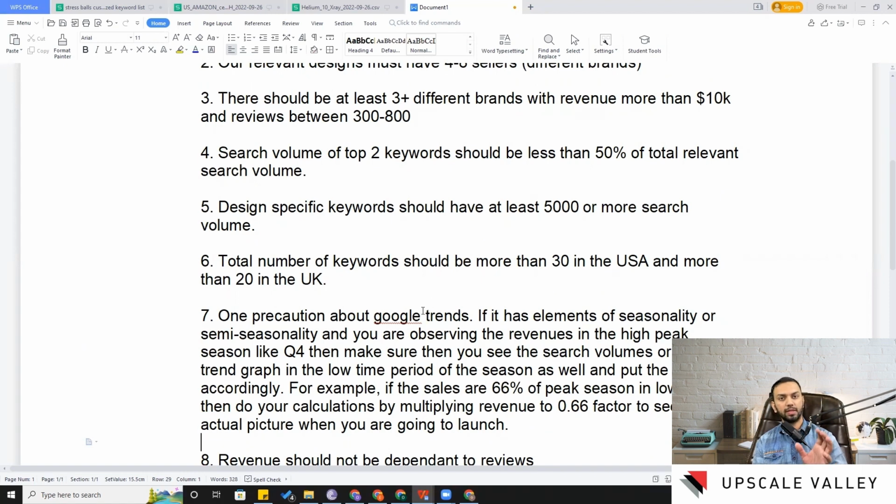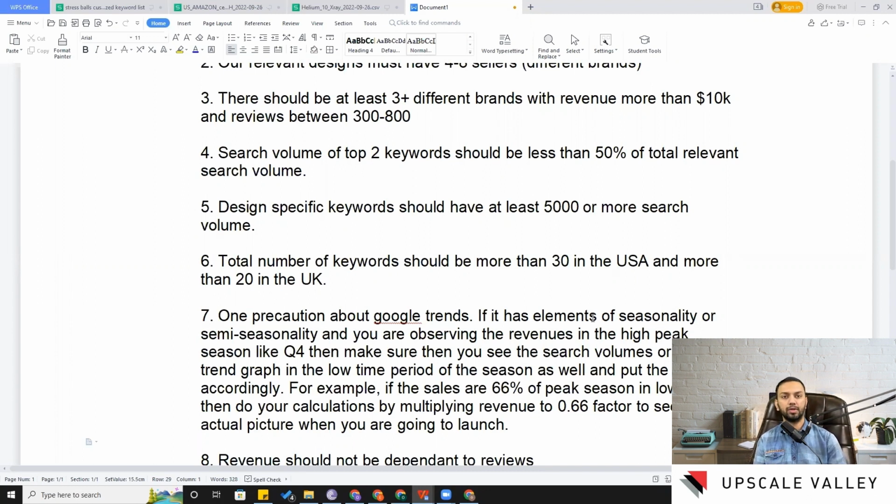Another precaution we need to take here is about Google Trends. It's not about whether the graph is seasonal or semi-seasonal. It's about predicting the actual revenue, and it really depends upon which time period of the year you are analyzing or researching the particular product. So let's say your product has semi seasonality and you see higher revenue or a higher number of sales in Q4, and the numbers get back to normal in the rest of the year, maybe in quarters 1, 2 and 3.